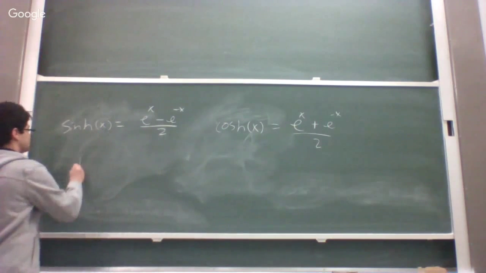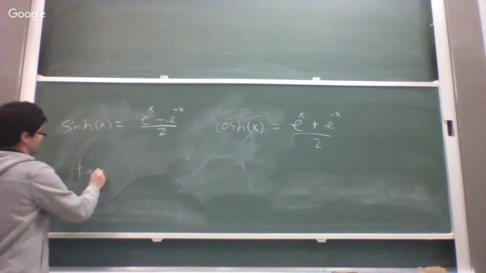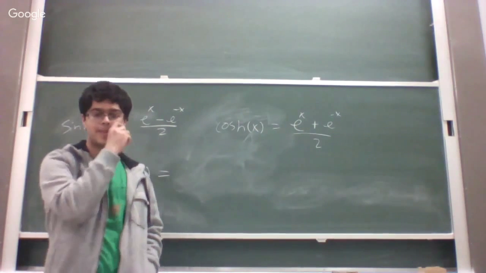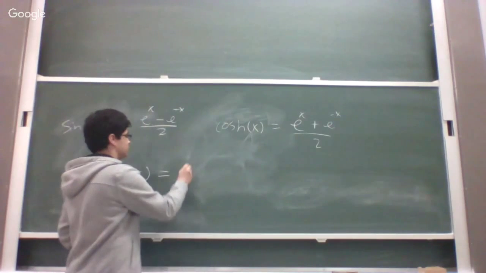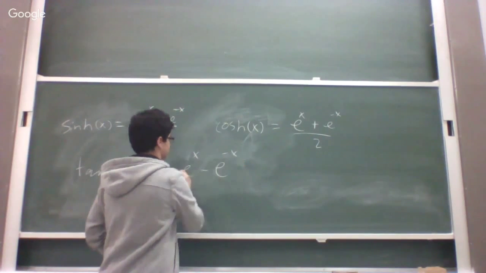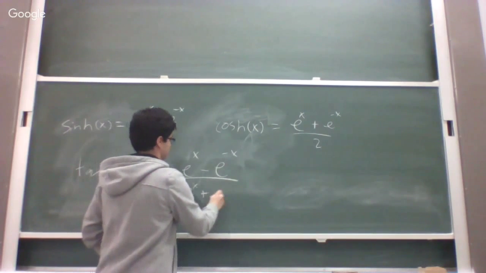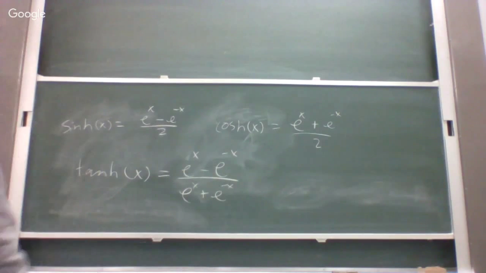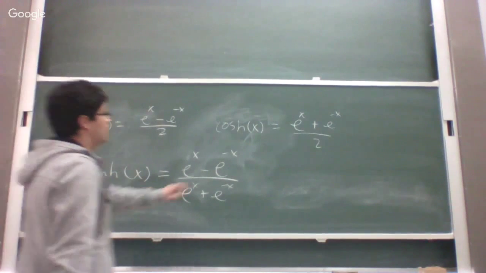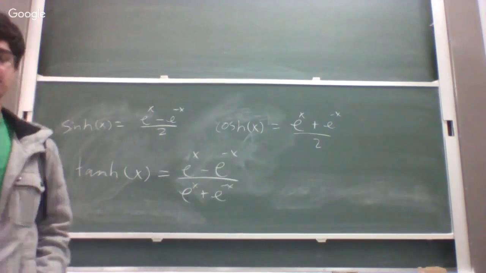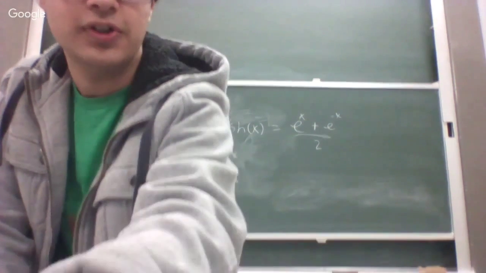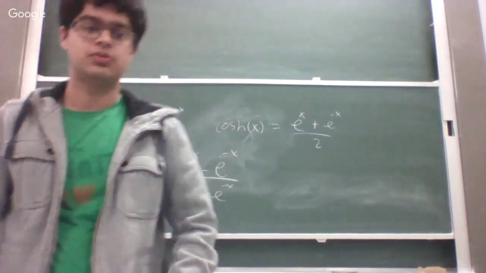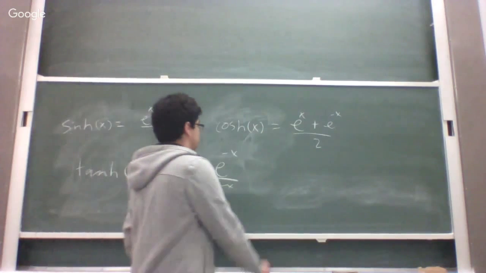So what would tangent be? Or tanh, tan with an H? Okay, you guys realize that? And then secant would be 1 over cosh, like that. So essentially you only need to know those 3. There's 26 different things.